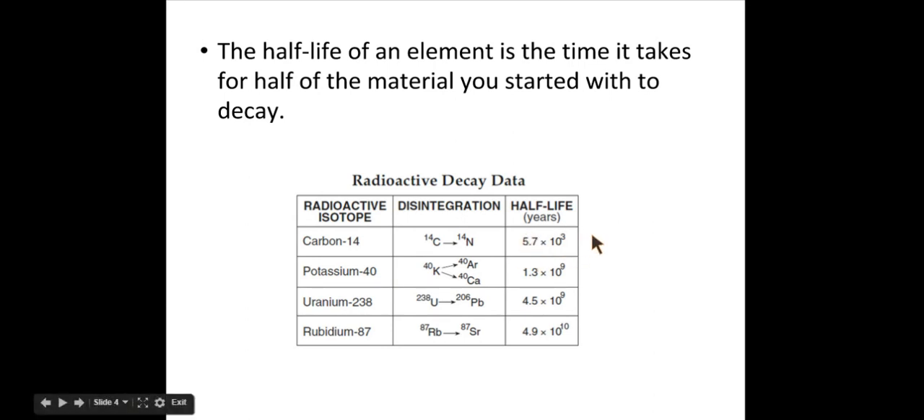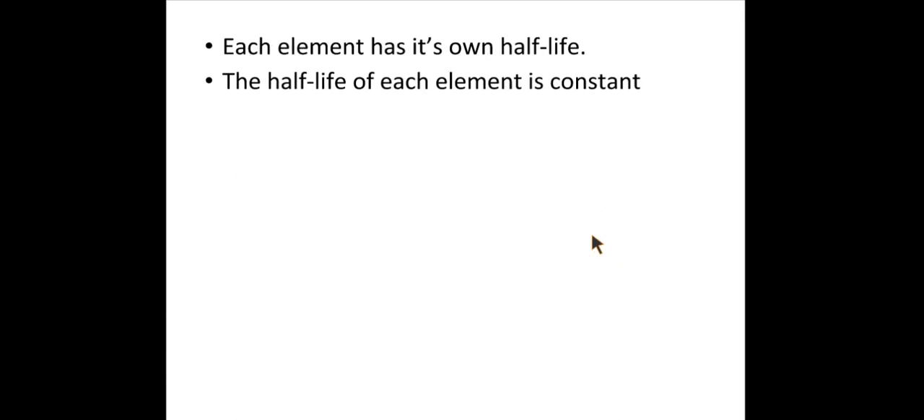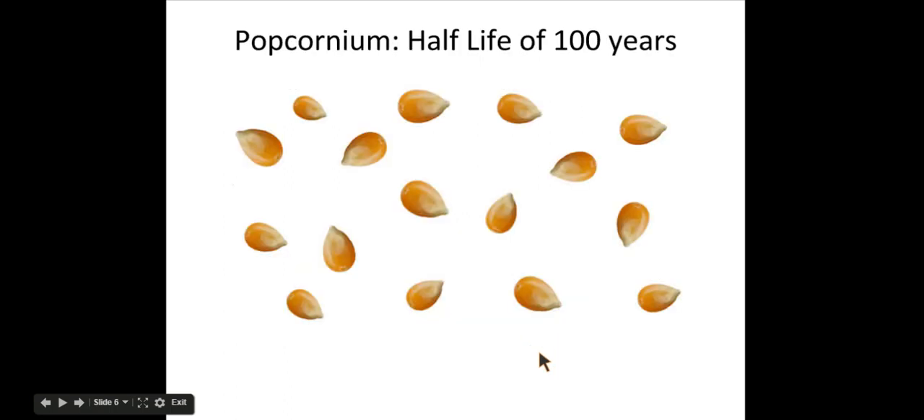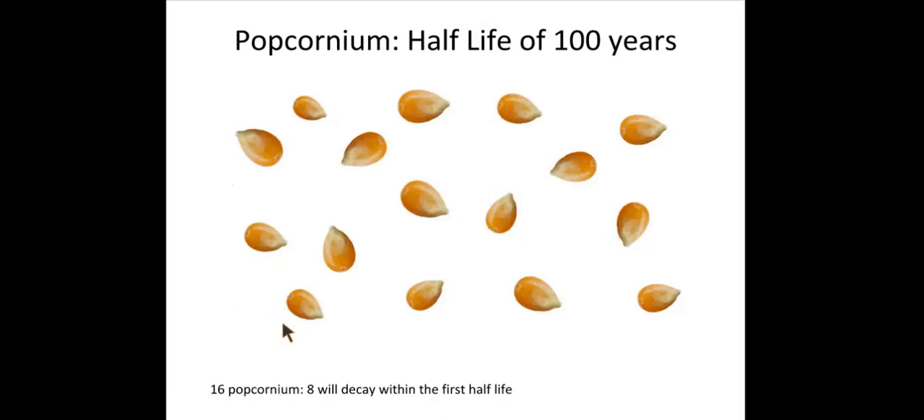And we'll do some practice with that, so it'll sink in a little bit for you. Each element has its own half-life, and those half-lives are constant. They're not going to change, no matter how much we have. So if we look, each of these elements has a different half-life that is characteristic for that element. So if we take a very simplistic example, there's a make-believe radioactive isotope called popcornium, and it has a half-life of 100 years. So if there are 16 popcorniums right here, in this 100 years, half of them will turn into something else. So let's take a look.